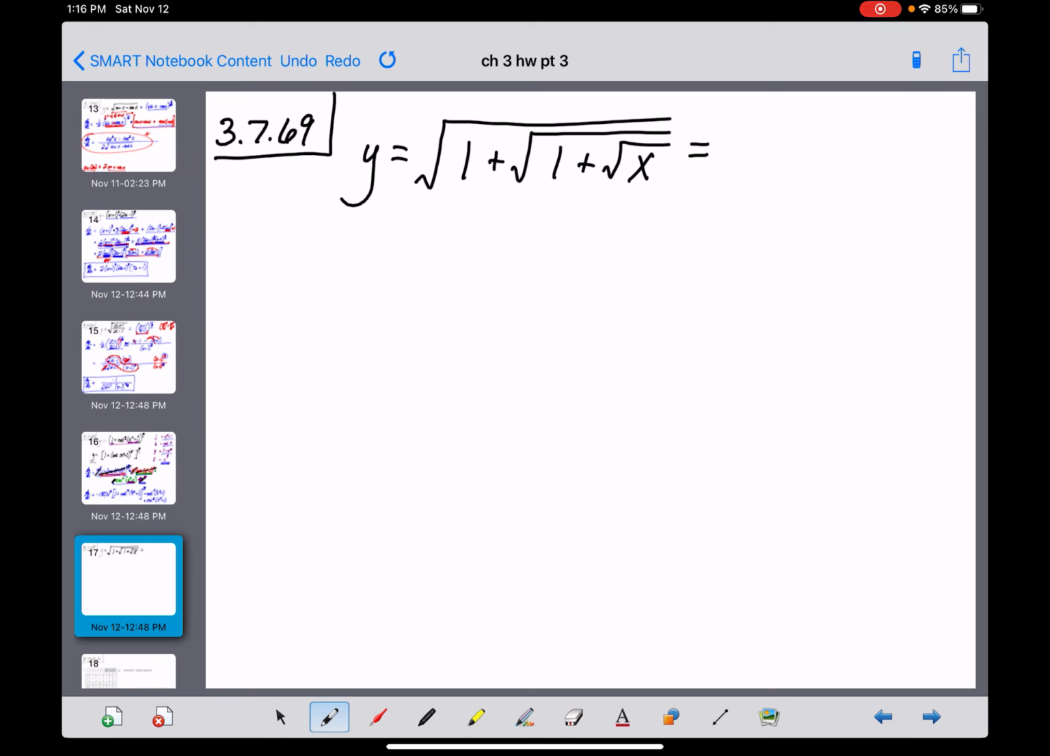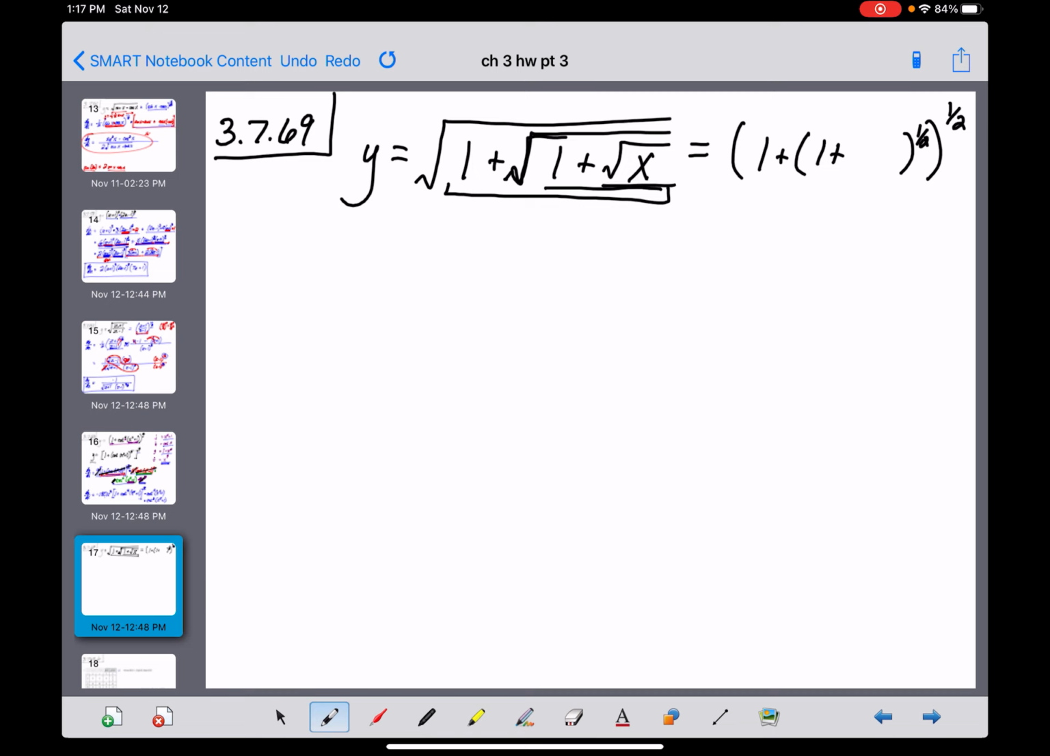Okay, what's going on, guys? I'm going to rewrite this now as our radicand, all being taken to the 1/2 power. So I've got something now to the 1/2, and what is that something? Well, it's a 1 plus, well, shoot, then it's another square root. So I'm going to rewrite that square root as another something to the 1/2 power. Gotcha. And what is that? It's going to be 1 plus the square root of x.